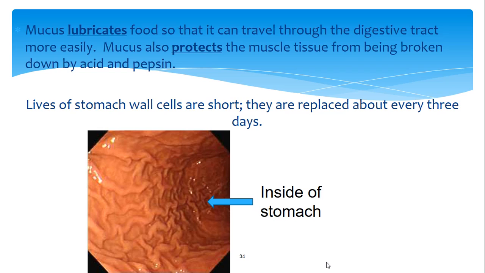So that's a scope that's been put down somebody's throat, down their esophagus, and into the stomach. What do you notice about the walls of the stomach? It's kind of glistening. That's the mucus. And is it smooth? No. What are those ridges called? Do you remember? Rugae. Right. Okay, that's the ridges in the stomach.